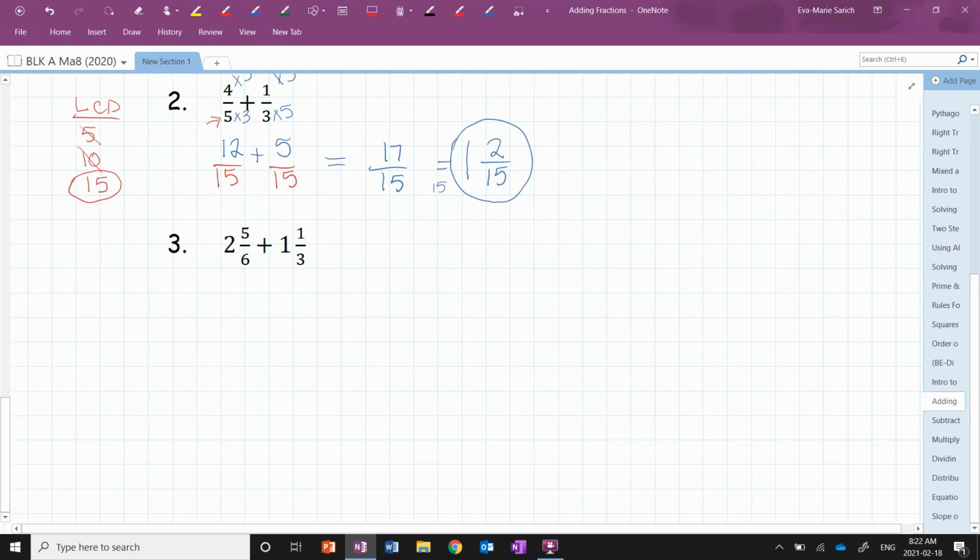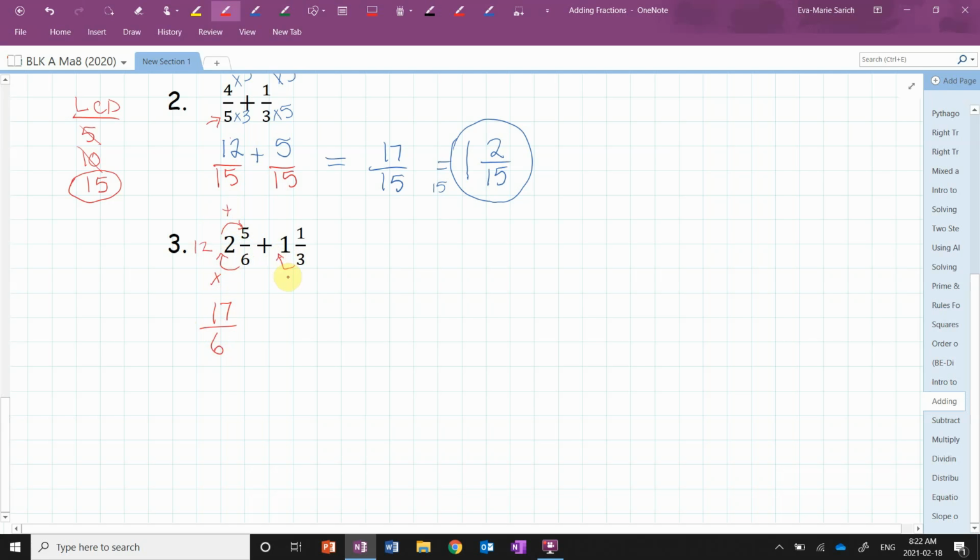Let's go to a third example. All right. Now we have a mixed number. So we have to get rid of the mixed number by converting it to an improper. Remember, multiply first and then add, starting at the bottom and working your way to the top. So 6 times 2 is 12, and then 12 plus 5 is 17 over 6.